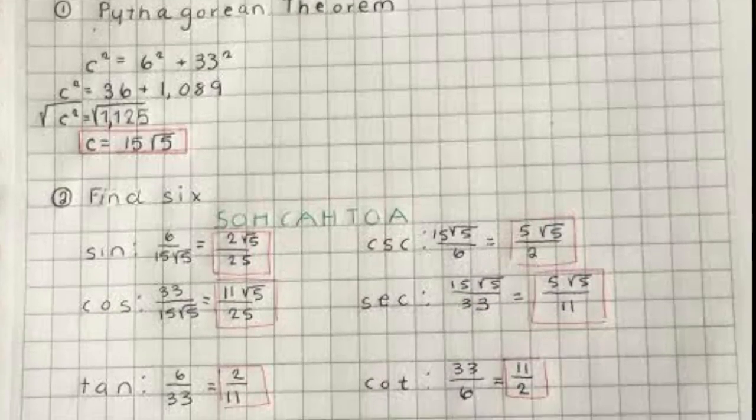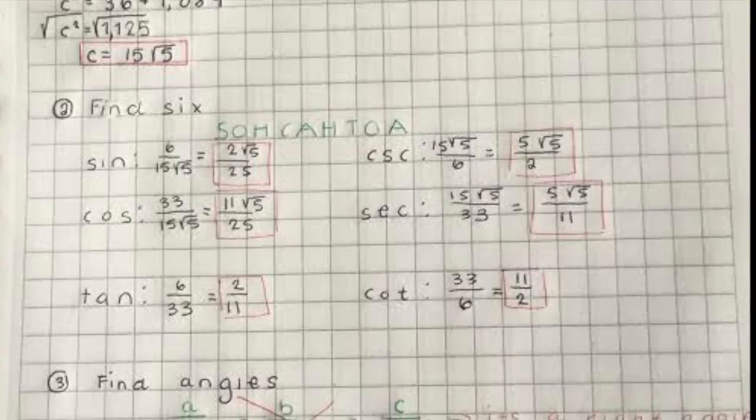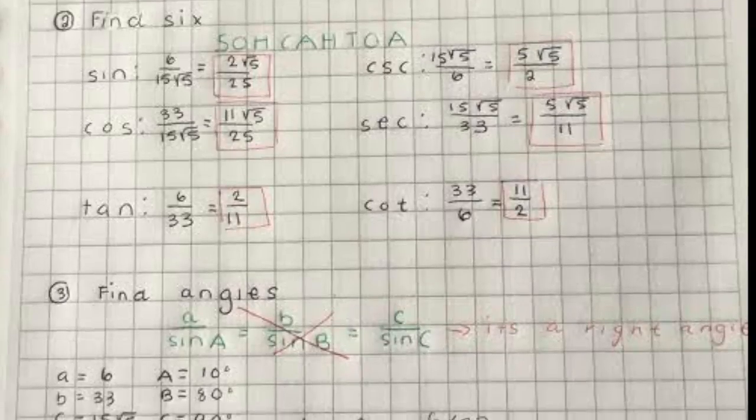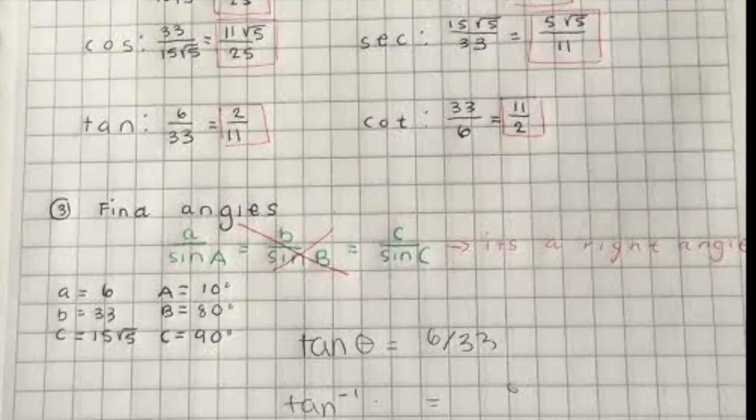After I got my three sides, I wanted to get the trigonometric functions, so I went ahead and used SOHCAHTOA, and as you can see, I got my 6 functions. And last but not least, as you can see in the procedure, I found the angles.